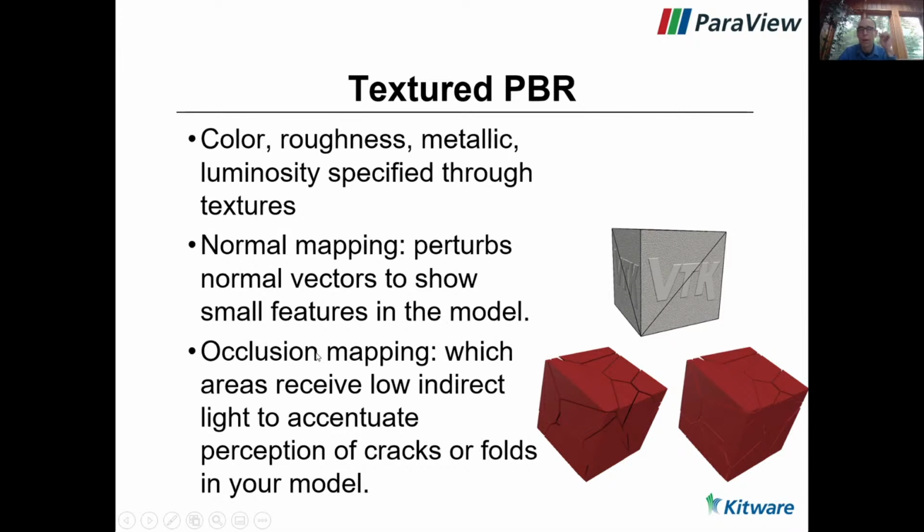Occlusion mapping is a technique that specifies areas that receive low indirect light to accentuate perception of cracks or folds in the model. So the left side has occlusion mapping, the right side does not. Notice the cracks are more visible in the left model.